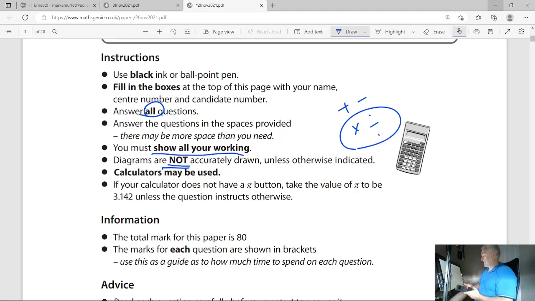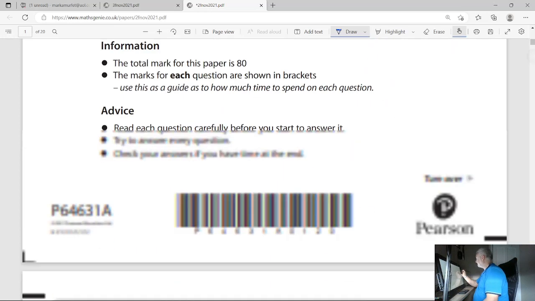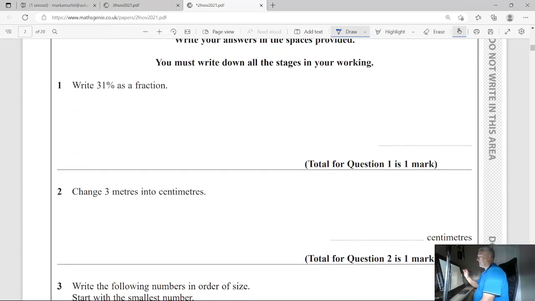So let's get into this. The first one, 31% as a fraction. On my calculator, all I'm going to do is type 31, then Shift percent, which is on the Ans button on mine. So look for the percentage key; sometimes it's up here, it depends on your calculator. I'm just going to press equals, and it automatically puts it into a fraction in its lowest form. So 31 over 100. I've not had to calculate anything on there. I've just typed into my calculator exactly what's written on the screen, and it's given me my answer.